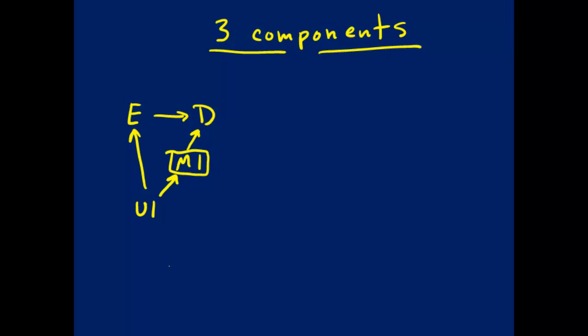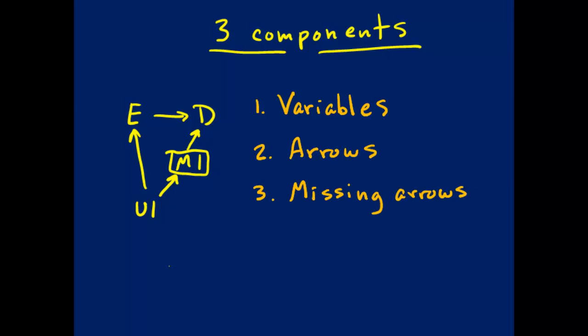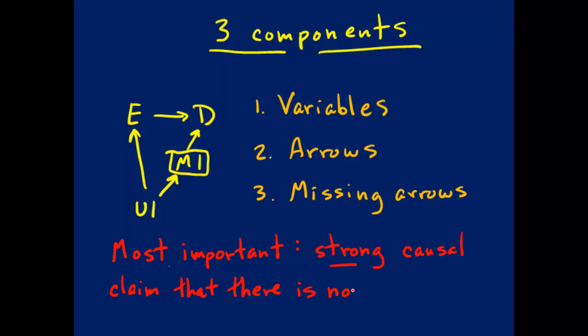Now, when we think about the different components of a DAG, we think of it as having three major parts. It has variables, it has arrows, and it has missing arrows. Now, it might seem strange to consider missing arrows as a component of the DAG, but the reason we think of it in this way is because a missing arrow is actually the most important component of the DAG. A missing arrow is a strong claim that there is no causal relationship between one variable and another variable.